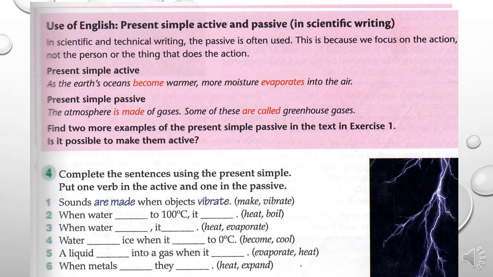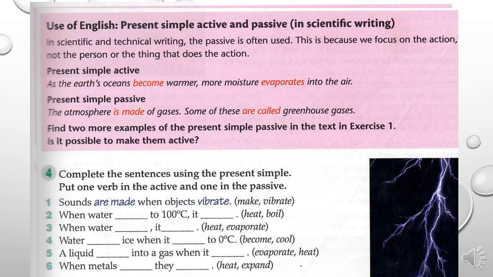Now let's move to question number 4. Complete the sentences using the present simple. Put one verb in the active and one in the passive. So number 1: sounds are made when objects vibrate. So made was changed into are made, and vibrate was used in the simple present tense.